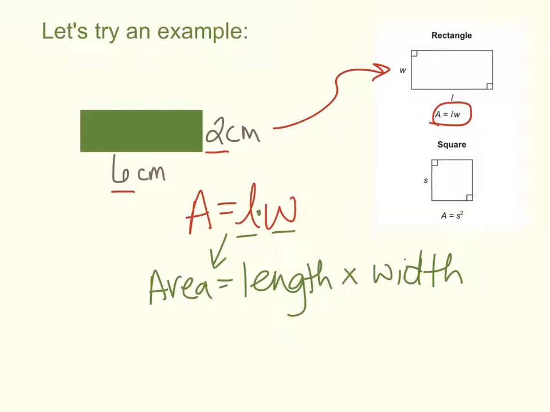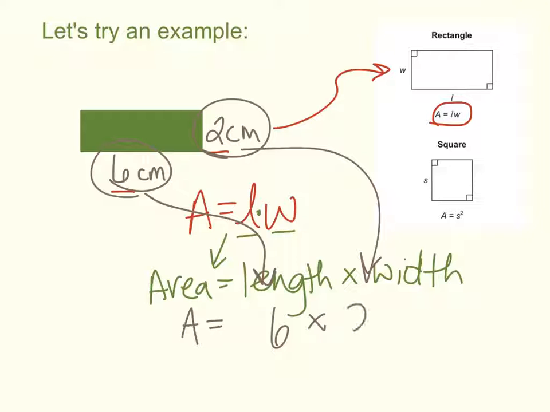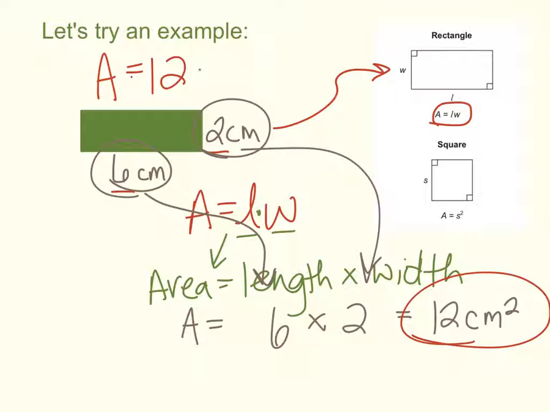So all we're going to do is take our numbers and replace them in our formula. So area equals length, which is 6, times our width, which is 2. We're going to multiply those numbers together, and we're going to get an area of 12. 12 what? Well, because we're talking about area, our unit has to be squared. So it's going to end up being 12 centimeters squared, and that would be my area for this rectangle. Area equals 12 centimeters squared. Remember to square the label.